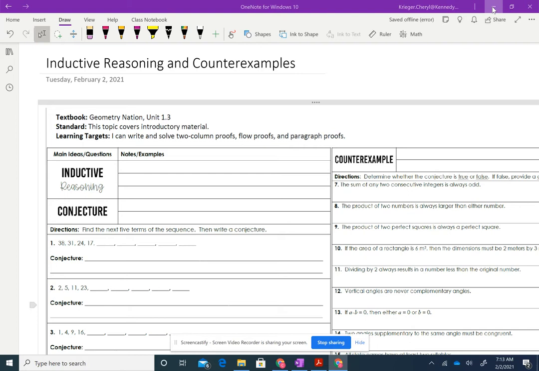So we're starting logic and proofs, and it's a tough unit, but it starts out easy, right? We kind of just guide our way in. If you're interested in watching the video, this unit goes along with Geometry Nation Unit 1.3. Okay, and so the first thing starts out with inductive reasoning. And inductive reasoning is reasoning where you're making a conclusion based on observations and patterns. So I'll go ahead and write that down.